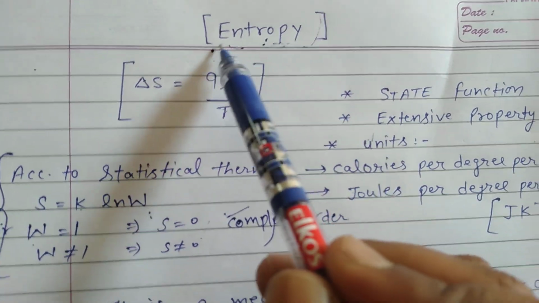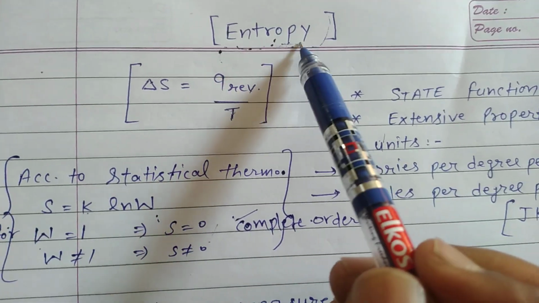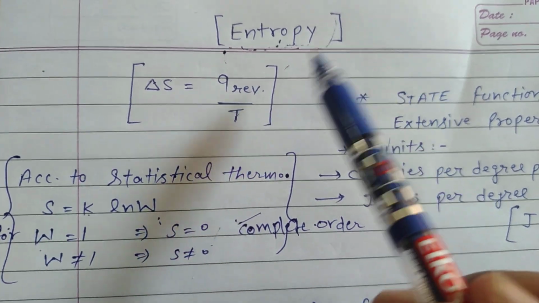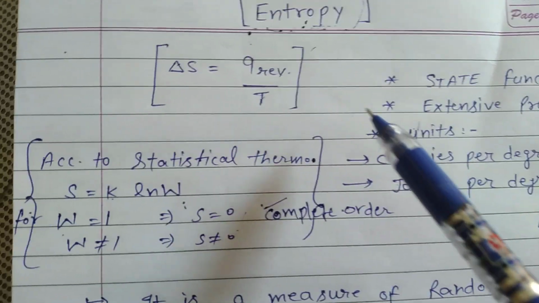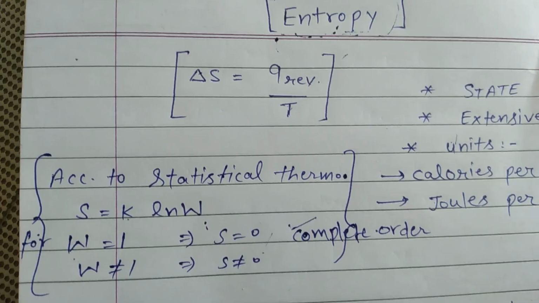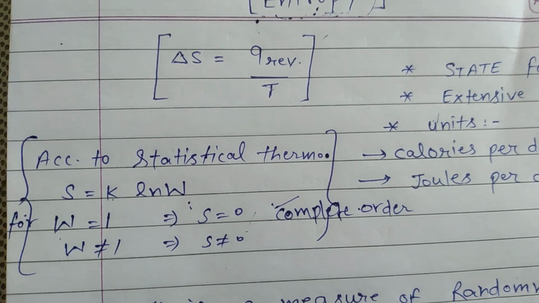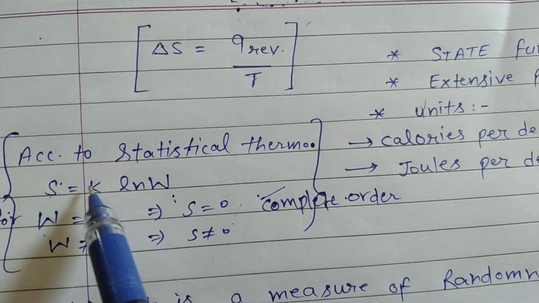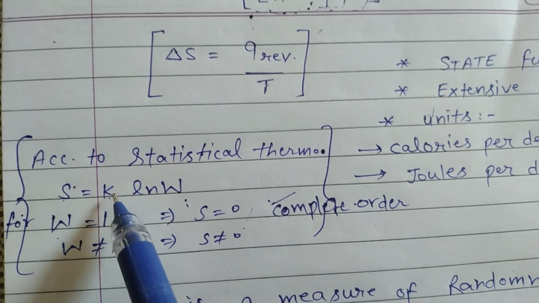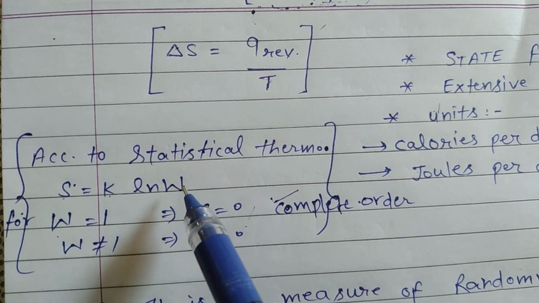Entropy is the measure of randomness or disorderness in any system. The more the randomness in any system, the more will be the entropy. First, entropy is defined from statistical thermodynamics. According to statistical thermodynamics, the entropy S is equal to k ln W, where k is the Boltzmann constant and W is the thermodynamic probability.